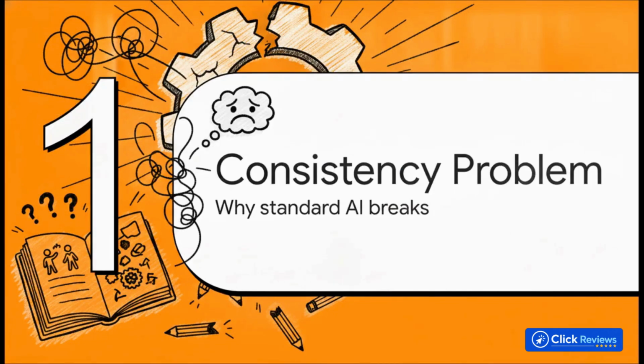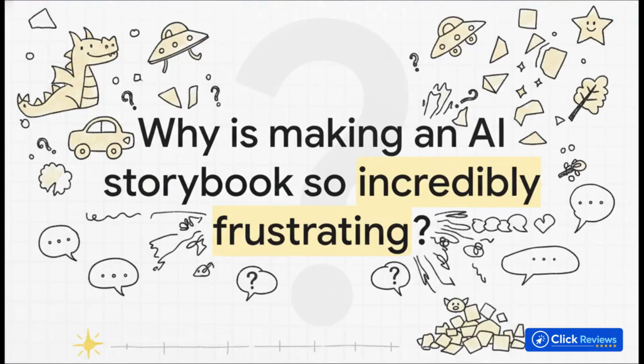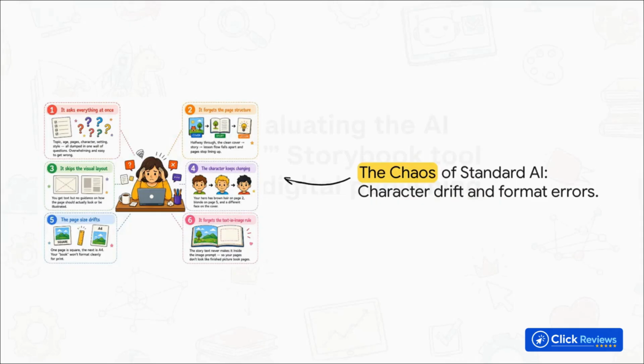Section 1, the AI consistency problem and why standard AI just breaks down. If you've ever tried to write and illustrate a children's book using a standard AI chat window, you have probably asked yourself this exact question. Why is it so incredibly frustrating? You know the feeling, right? You start out full of hope, the AI gives you this brilliant opening page, and then the whole thing just falls apart. The core issue is that when you use standard AI, it asks for everything all at once. You dump your topic, your age range, your characters, and your setting into one massive wall of text. And the AI immediately gets overwhelmed.